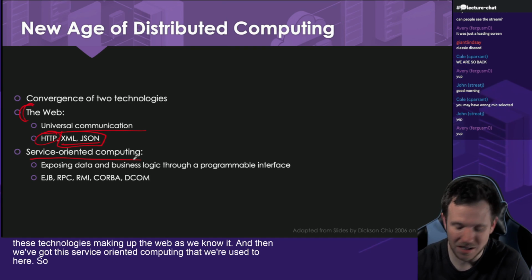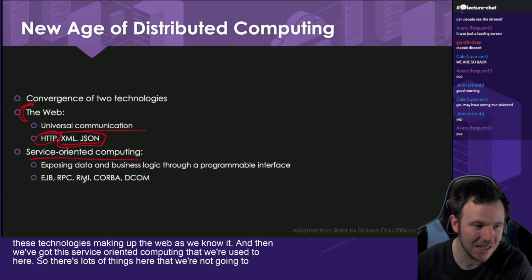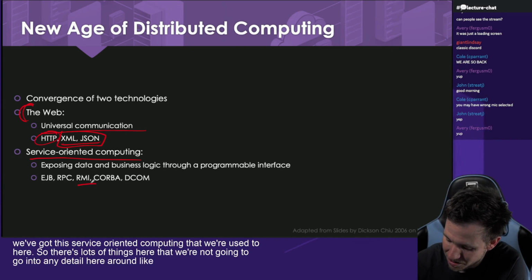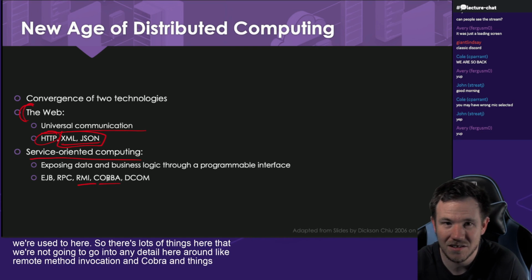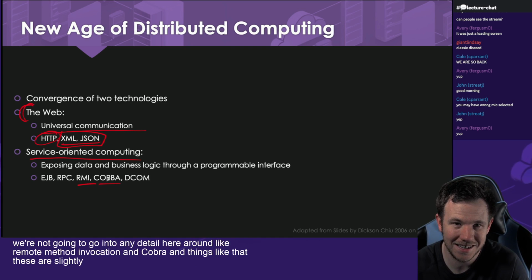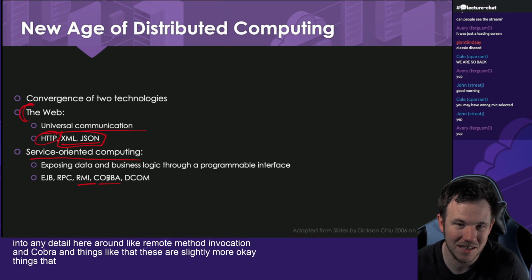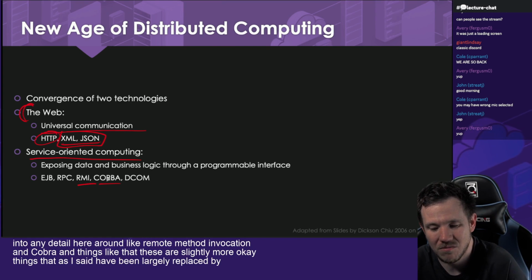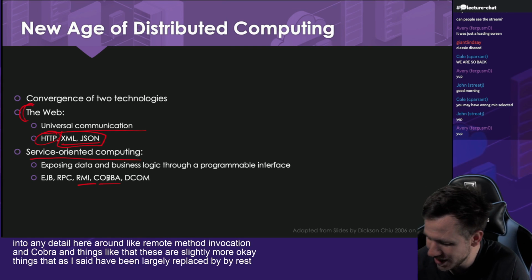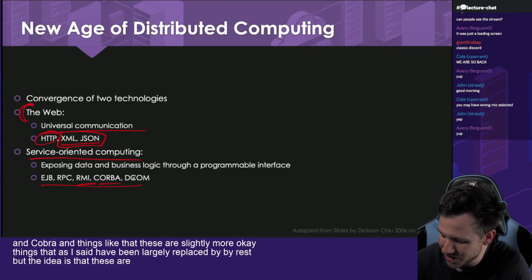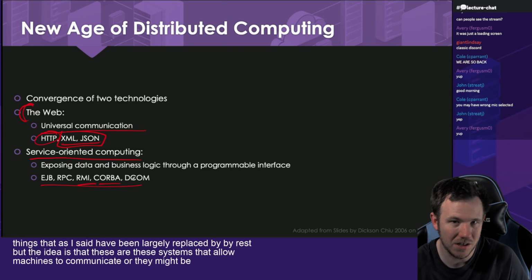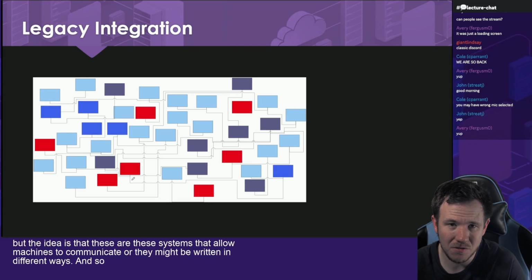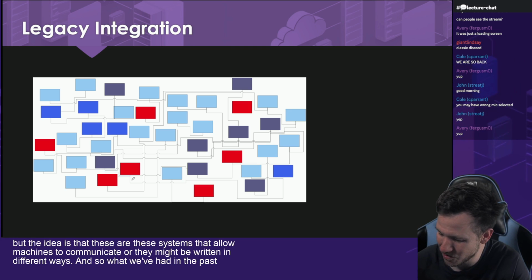So there are lots of things here that we're not going to go into any detail on, like remote method invocation and CORBA and things like that. These are slightly more archaic things that, as I said, have been largely replaced by REST. But the idea is that these are systems that allow machines to communicate, even though they might be written in different ways. And so what we've had in the past is all these different services.